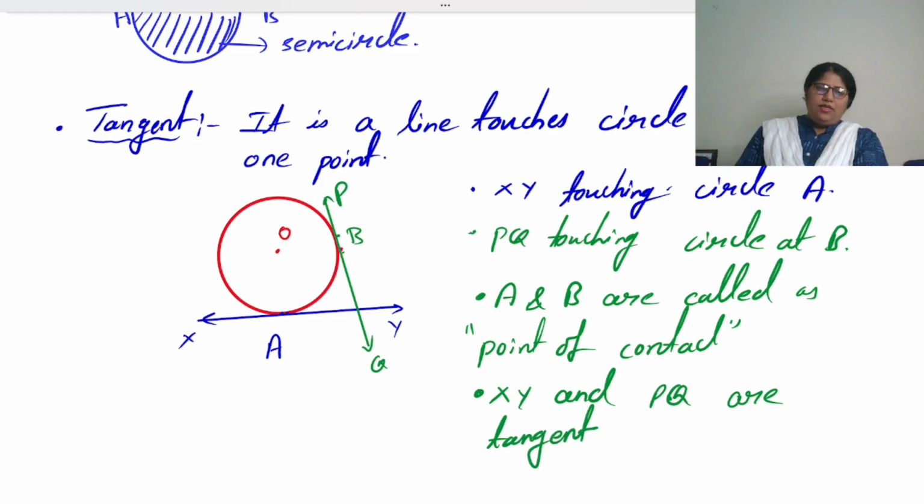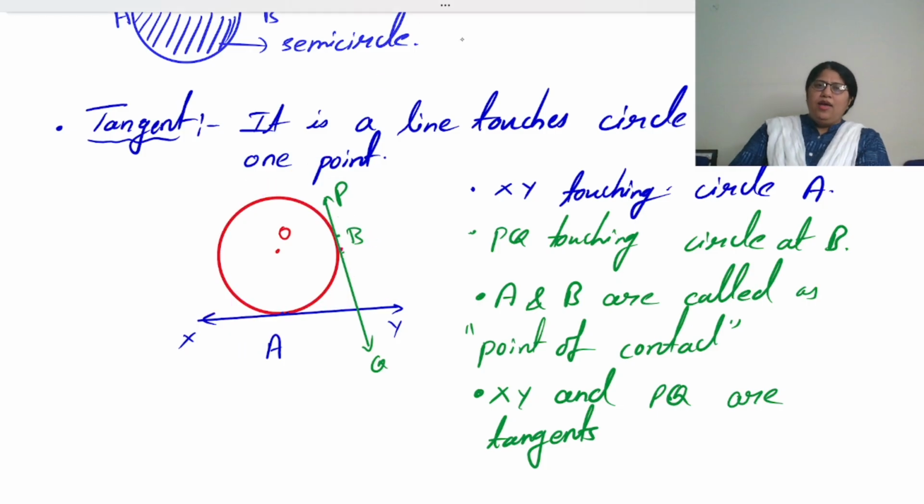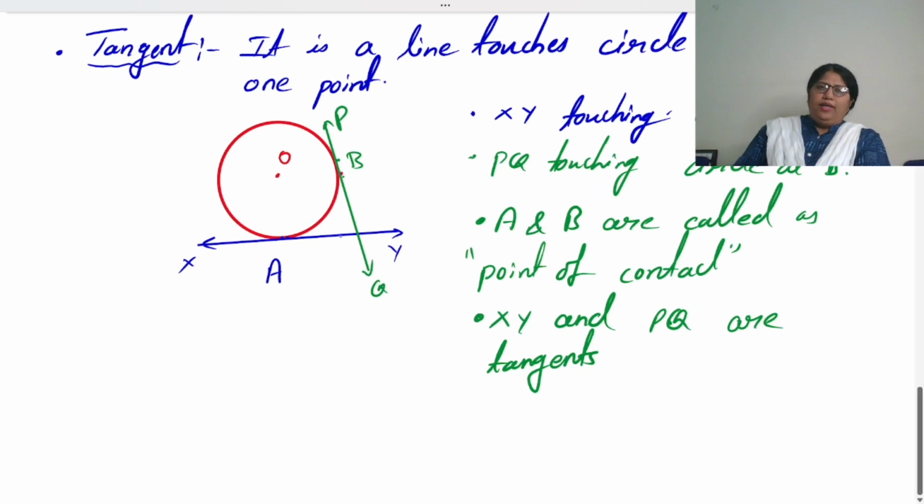So how many tangents can be drawn to the circle? If you see, there are infinite points. Through every point on the circle you can draw a tangent. So there can be infinite tangents drawn on the circle, one at every point. Now the question arises: can we draw two tangents at one point? Let us see if we can do that.